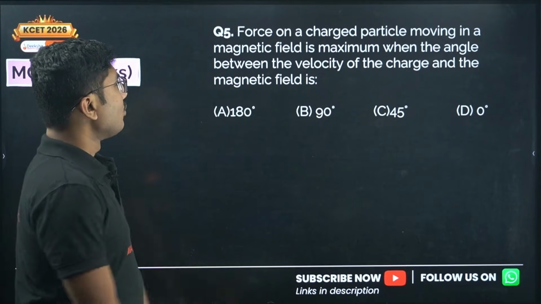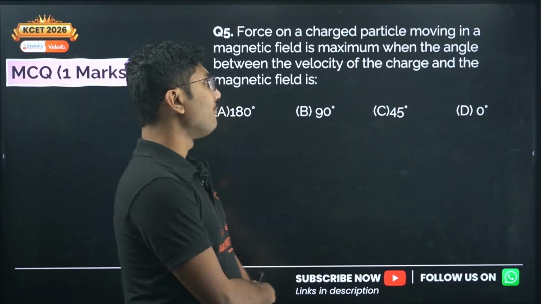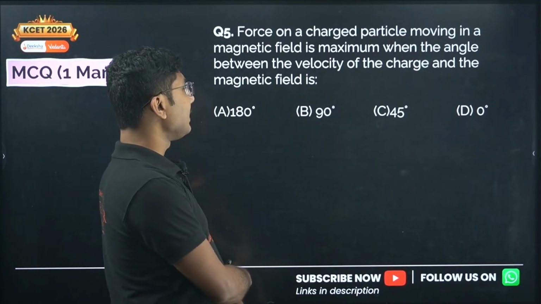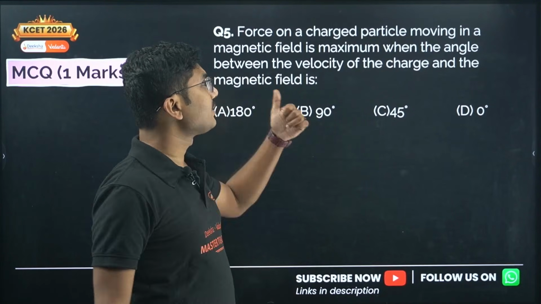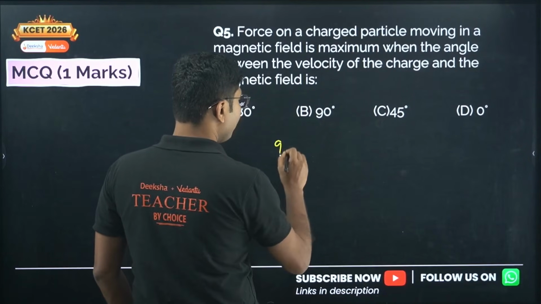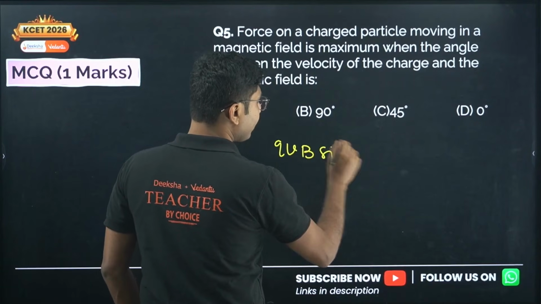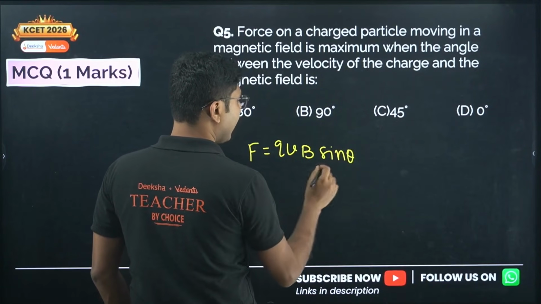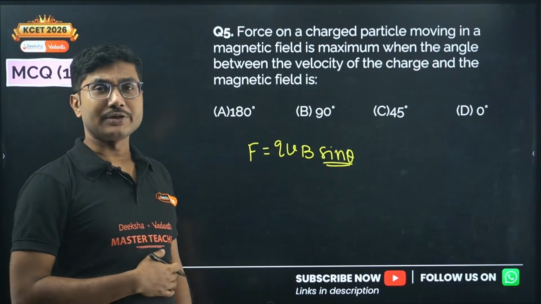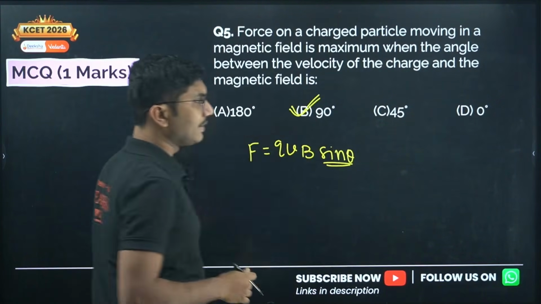Next, force on a charged particle moving in a magnetic field is maximum when the angle between the velocity of the charge and the magnetic field is. So force on a charged particle moving in a magnetic field is given by QVB sine theta. So the force is maximum when sine theta is maximum. Sine theta is maximum when theta is equal to 90 degrees, right? So the correct answer is 90 degrees.